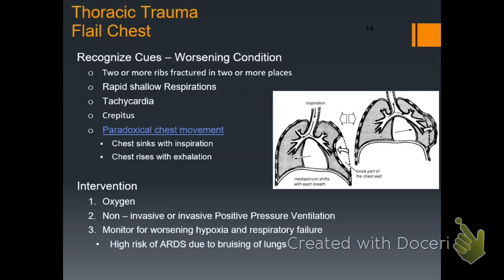One of the reasons we worry about this is that these free-floating ribs just hanging out there, getting sucked into the lung and out of the lung, are going to cause pneumothoraxes. So what they have to do is put on positive pressure ventilation.